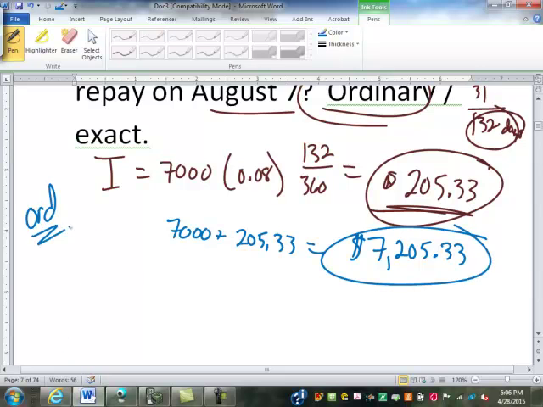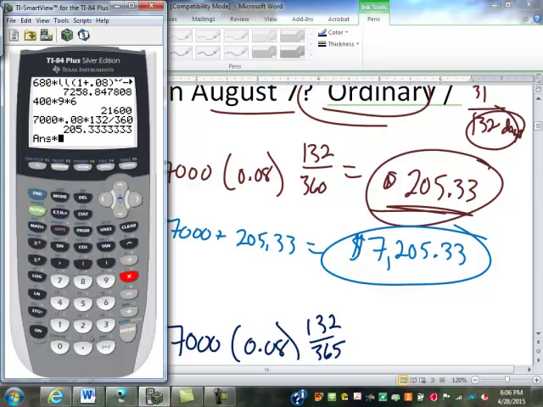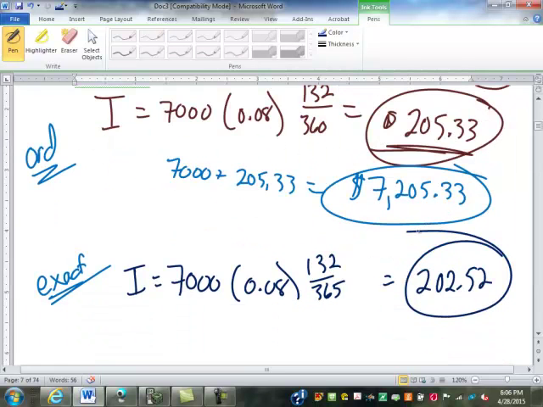That's ordinary. What if it's exact? You got it. Everything's exactly the same. Only the 132 is over 365. So 202.52. So that'd be $7,202.52 instead of 205.33. What do you think? Still better than a sharp stick in the eye? A couple of you are a little slow to nod your heads there.